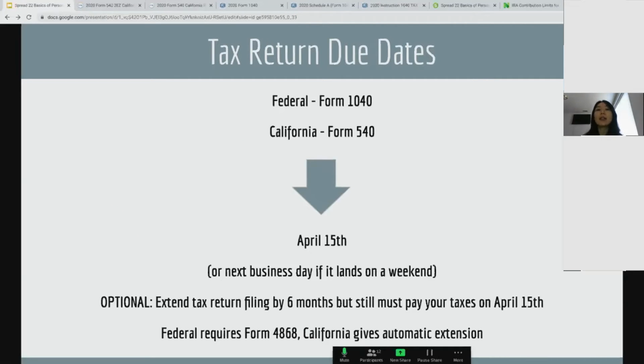So they don't care that you file your form later, because remember, it's just informational. And if you are owed a refund, then you're just delaying your refund. But if you owe taxes, you have to pay them on April 15th. Otherwise, there's a penalty. And the federal IRS actually requires you to fill out this extra form called the 4868 saying I'm extending. But for California, they're like, okay, whatever, just file it later. But if you owe taxes, pay them now.